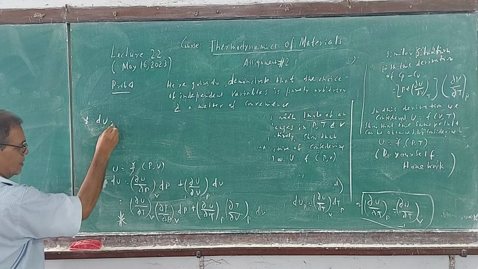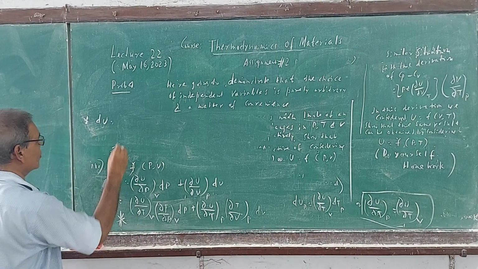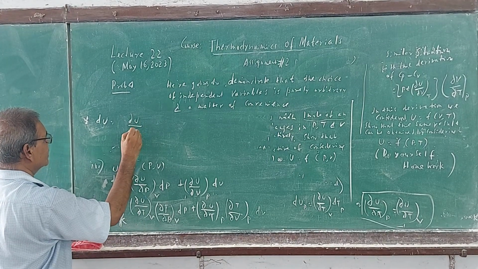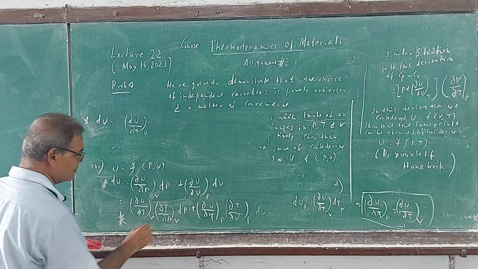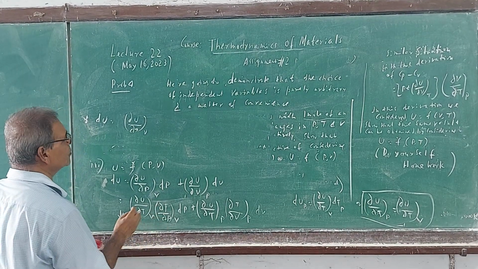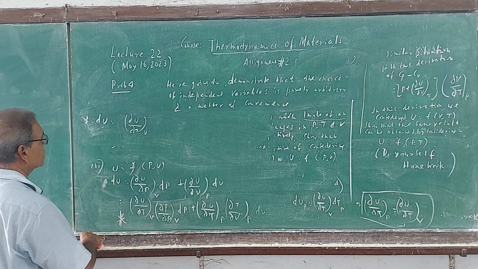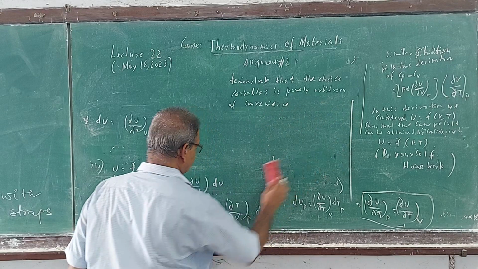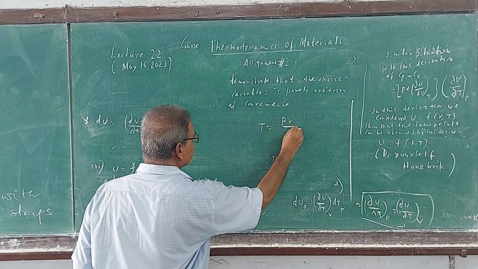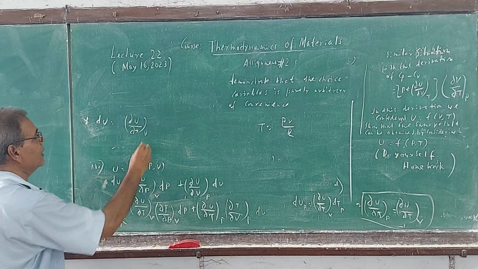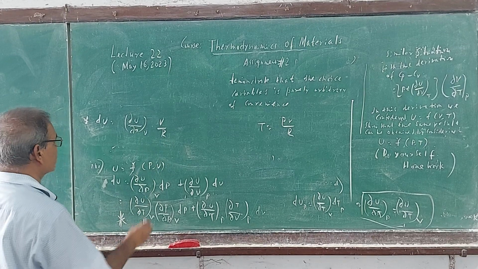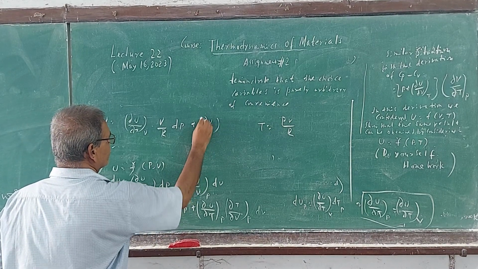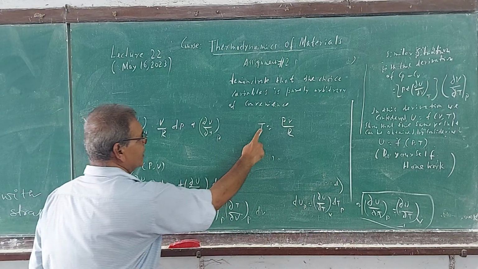So dU is del U del T at constant volume, you know very well what this is, Cv. Then here also del U del T at constant volume is common. First of all, what is del T by del P at constant volume? What is T? For an ideal gas, T is PV by R. So del T by del P is V by R, times dP. Similarly del T by del V is P by R.